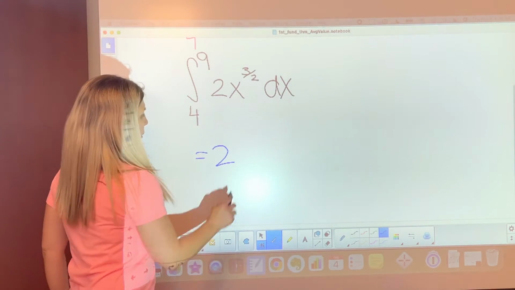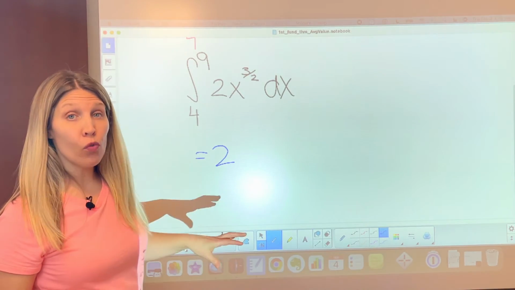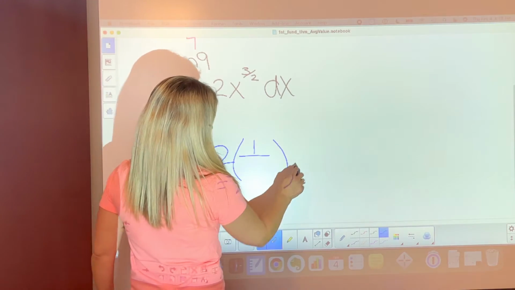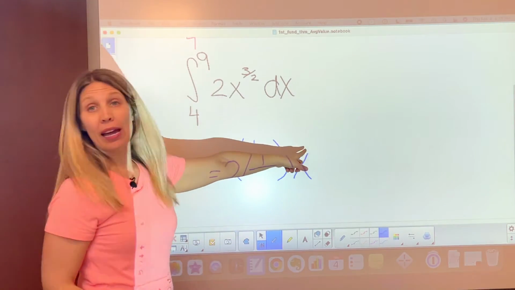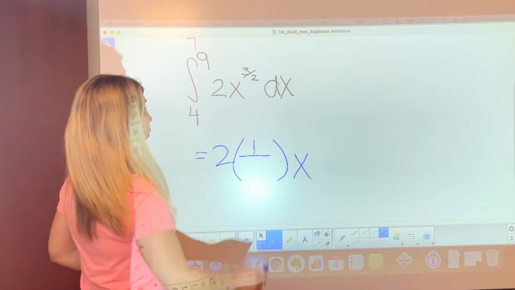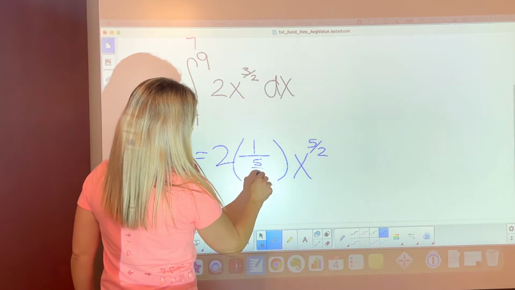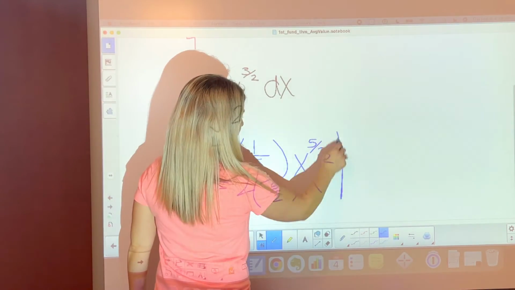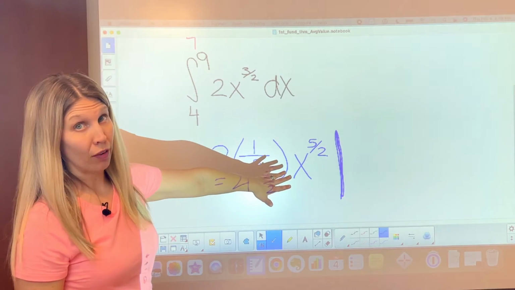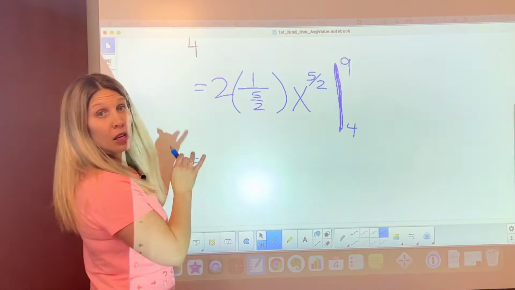So I'm going to put the 2 here. Then we're going to add an exponent and put 1 over that new exponent out front. So I'm going to set up 1 over my new exponent and x. And now I have a new exponent. I have to add 1 to 3/2. So when I add 1 to that, this becomes 5/2. And this is 1 over 5/2. And then I'm evaluating. If you're evaluating, you've got to put that bar, otherwise you have to put that plus c. 4 to 9. Now we're going to simplify.